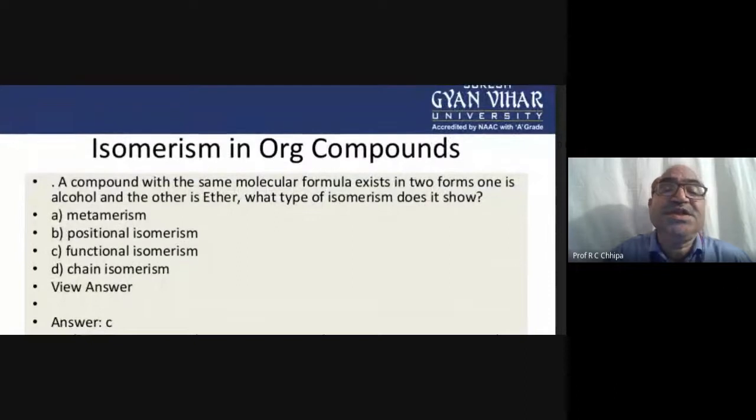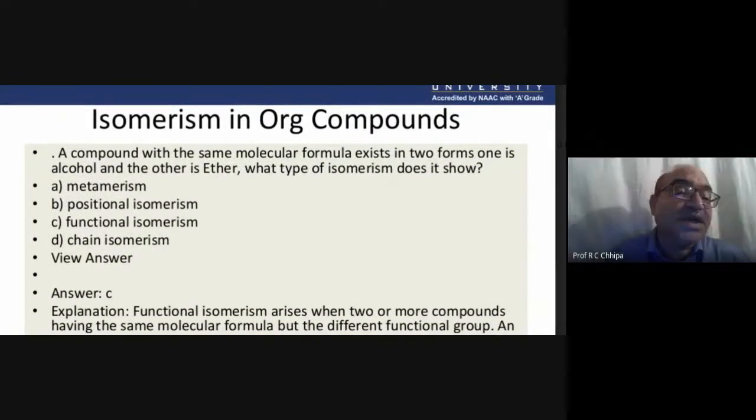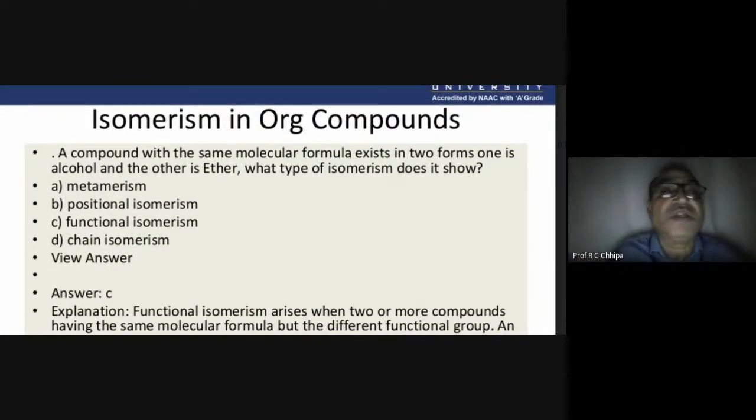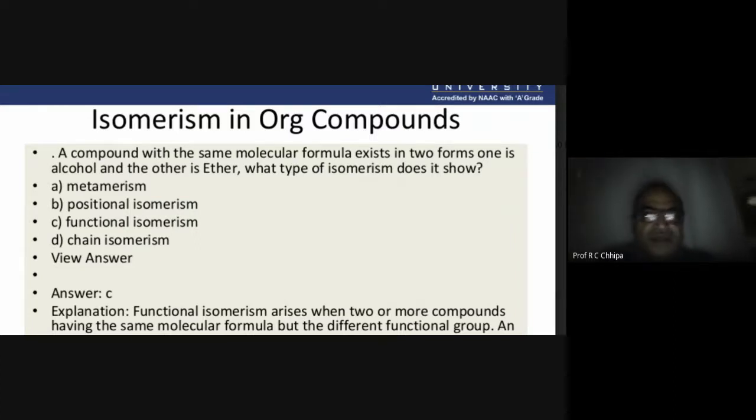Now there are certain other things, and most of these are also related with isomerism in organic compounds. So in this particular case, we can say there are different types of isomerism in organic compounds, whatever the metamerism, whatever the functional.